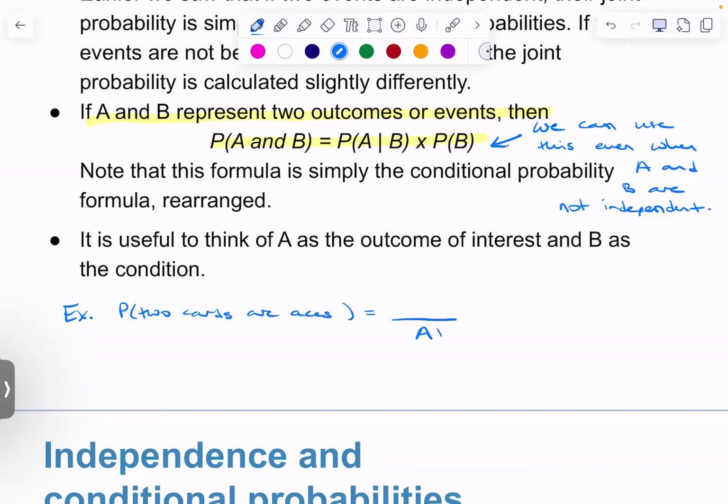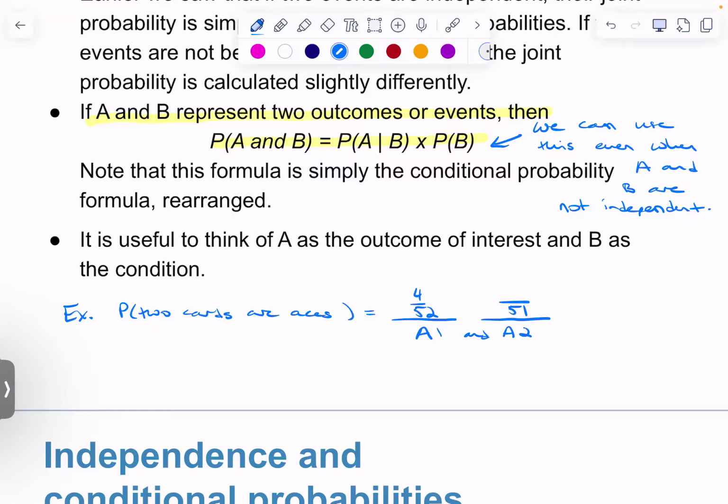For my first card, I'll use A1. I have 4 aces in a deck and I have 52 cards because I'm just starting out. So here I have 4 over 52. And now I need the second card to be an ace. Remember what we did? We said, well, now there's one fewer card. Usually we're pretty good at remembering that, which means my total must be 51.